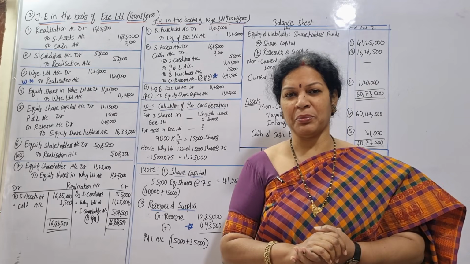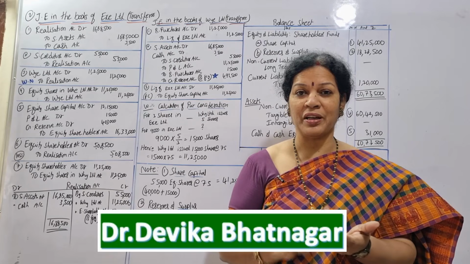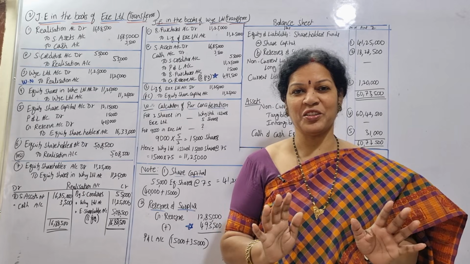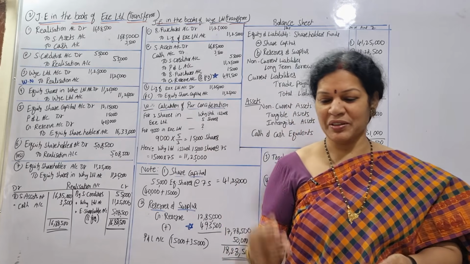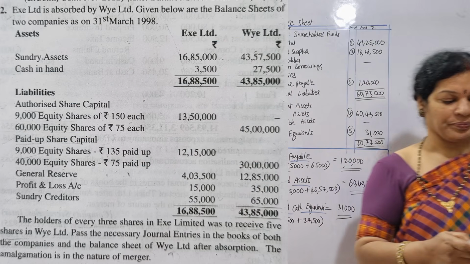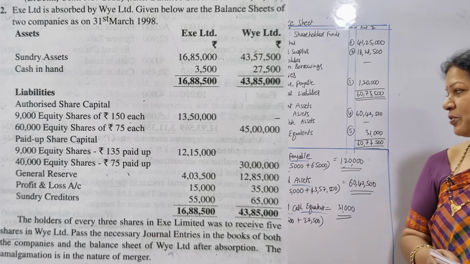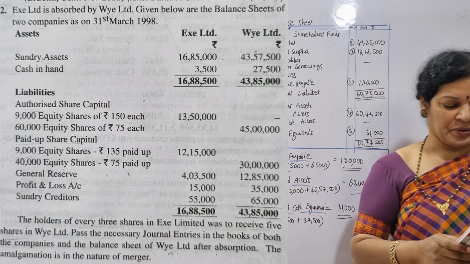Today in the liquidation chapter we'll work out one problem where you have to write the journal entries in the books of transferor and transferee both. If you understand this problem, you can go ahead. The problem is given on the desktop, you can note it down or take a screenshot. I'll explain the problem first, and then we can go ahead.